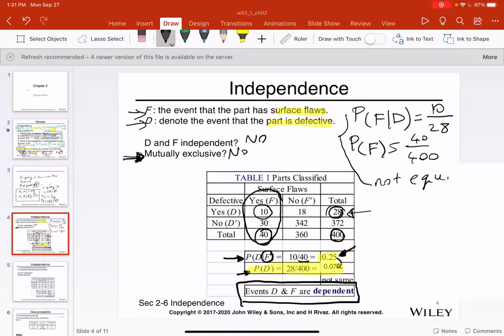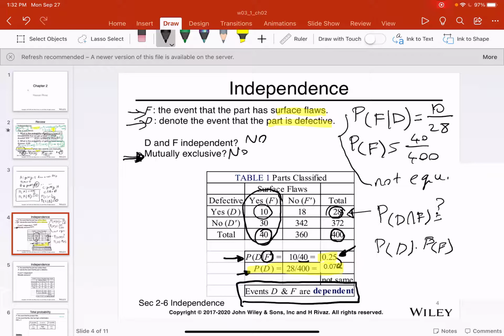There was a third way. Does anybody remember? Either F given D or D given F, or there was a third way to show dependence or independence: if P of F intersection D is equal to P of F times P of D. Yeah, so the third one, I suggest you also do that at home. Test whether P of D intersection F is equal to P of D times P of F. All three of them always give you the same answer. It doesn't matter which one you use. Questions?